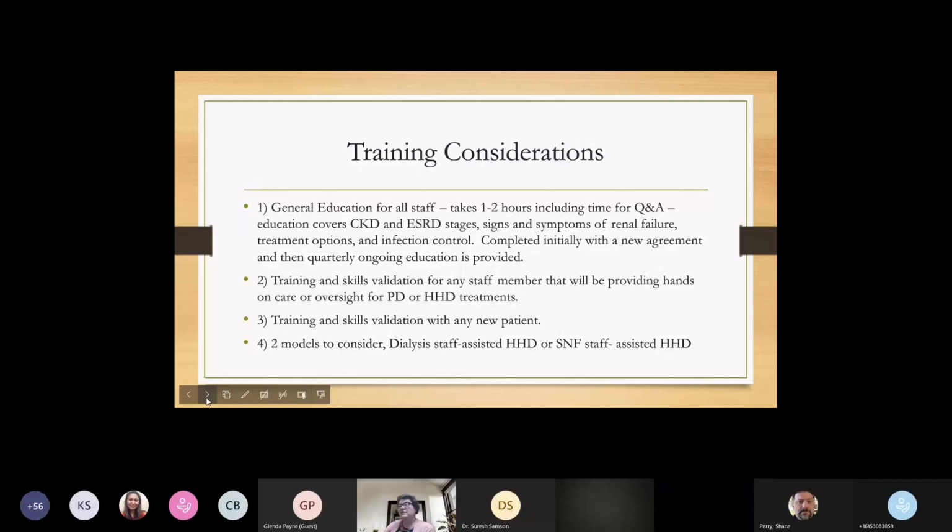And then there's lastly 2 models to consider. One is a dialysis staff-assisted HHD model or a skilled nursing facility staff-assisted HHD model. And we actually have had experience with both, where the skilled nursing facility provided the staff and we did the training and oversight of the staff as they delivered the care to HHD patients. And we now have a facility where we actually have a contract to provide dialysis trained staff to assist with the HHD in the facility.